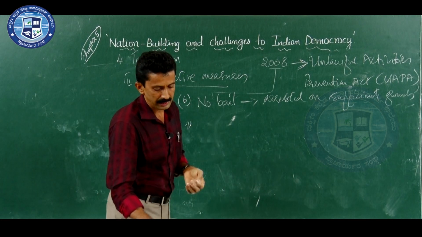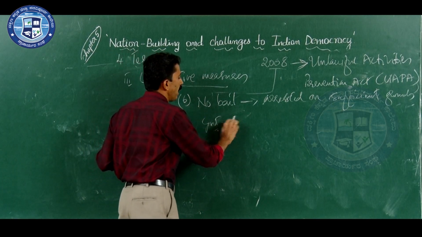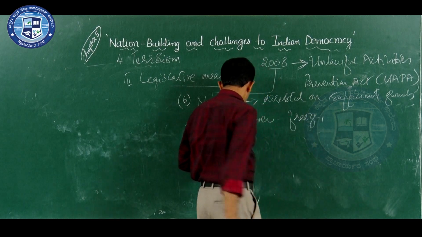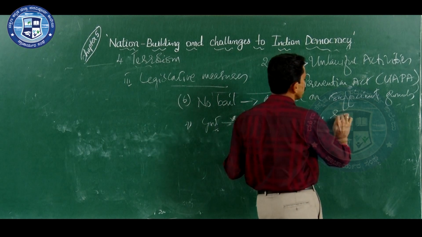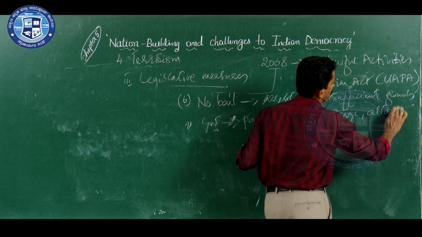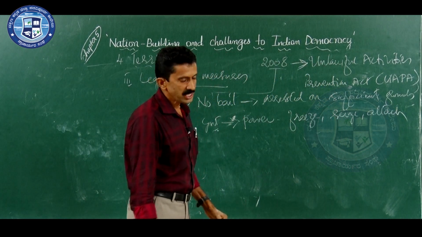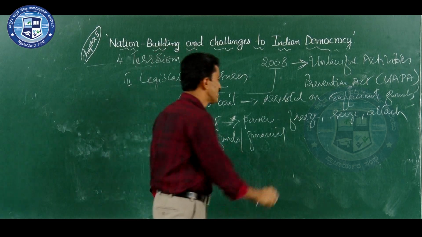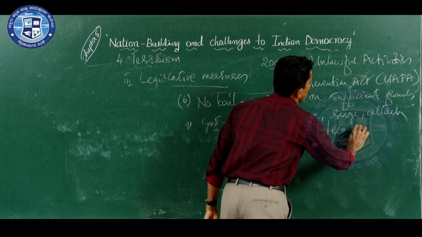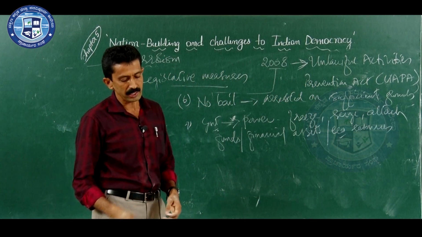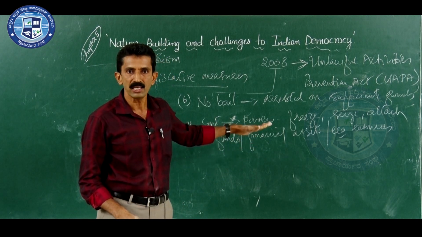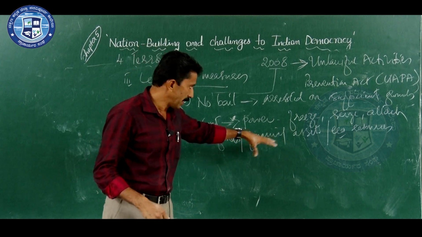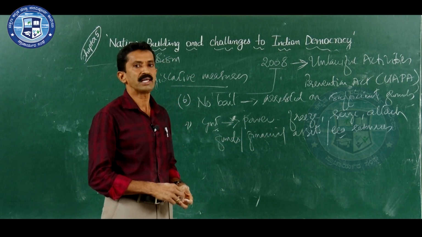Then the seventh one is that the government has the power to freeze, seize or attach the funds, financial assets or economic resources of the terrorist groups.